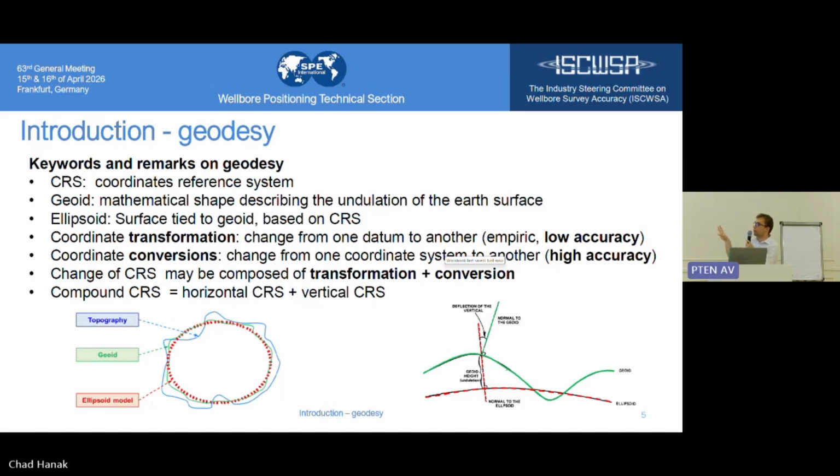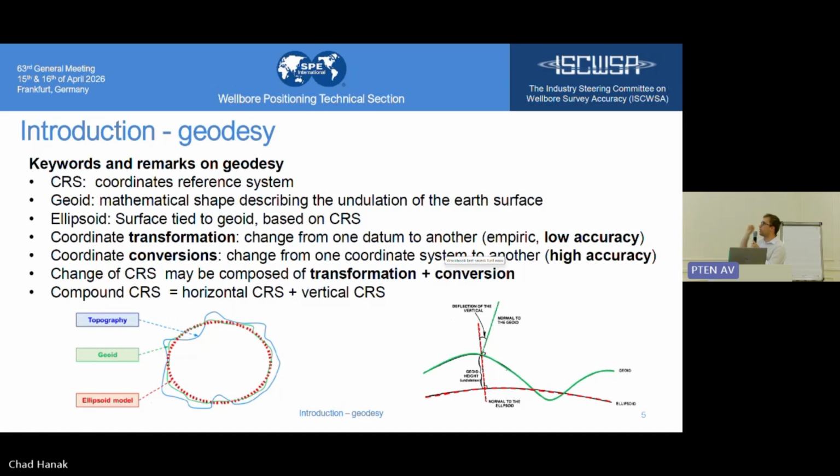These are keywords and remarks about geodesy. Maybe we won't describe all, but the main information that we have to remember is that in this presentation, we are about to make coordinate conversions and transformations from one CRS to another. And what is important to note is that what we call coordinate transformation is absolutely not the same thing as coordinate conversion. There is a difference there. So if I employ the transformation term instead of conversion, I always mean conversion.